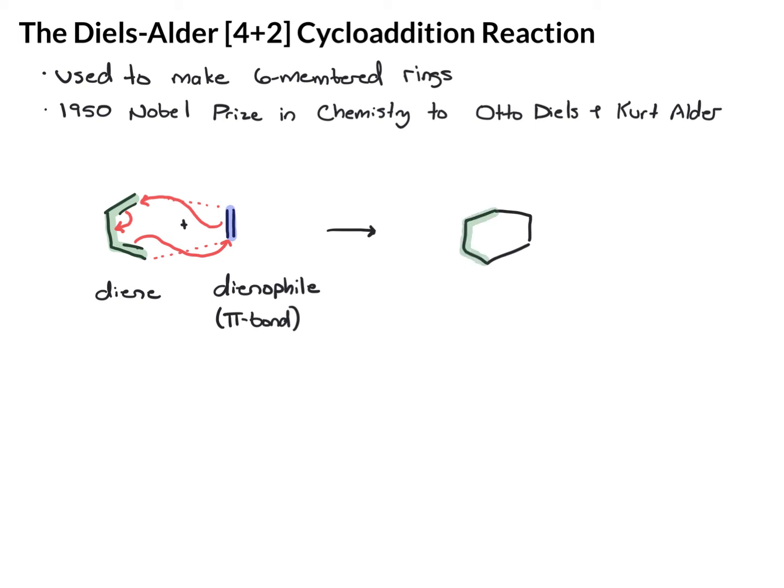Here are the 4 carbons from the diene. Here are the 2 carbons from the dienophile. If we track our electron movement, we end up with a new pi bond right here. And I'll draw the new sigma bonds in red. So there's our product, which is cyclohexene.